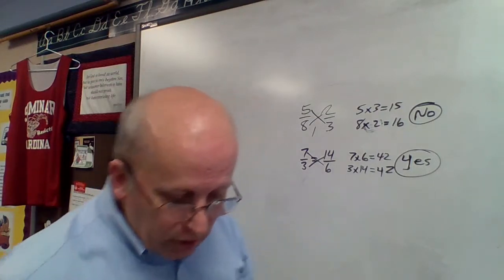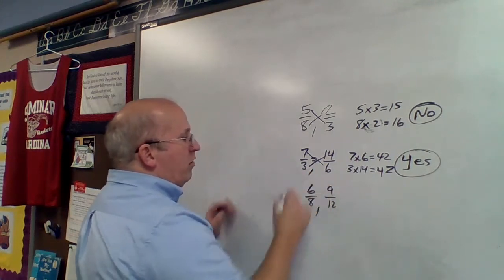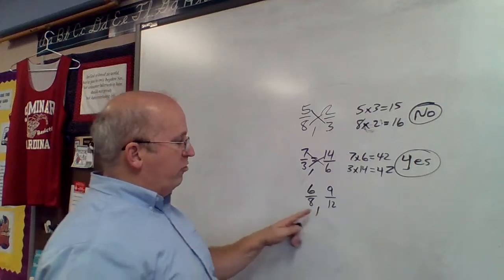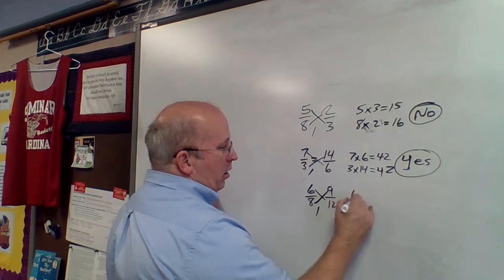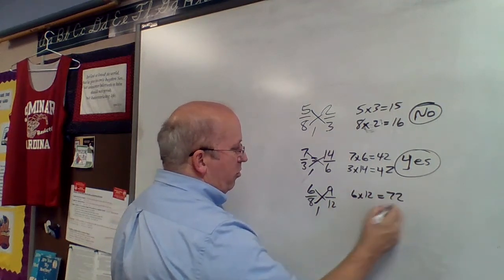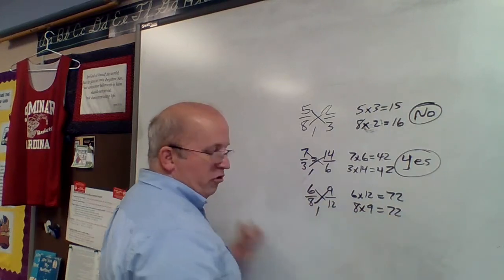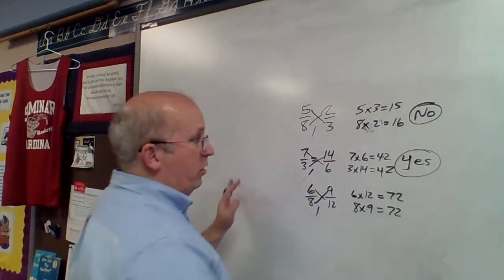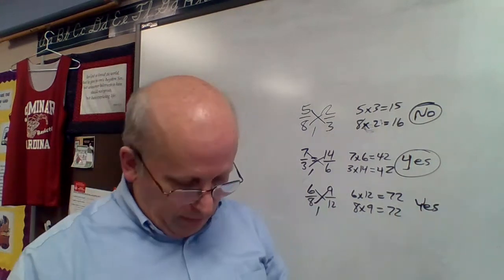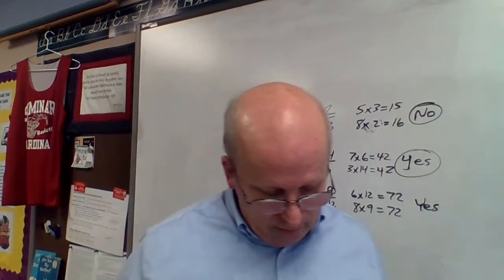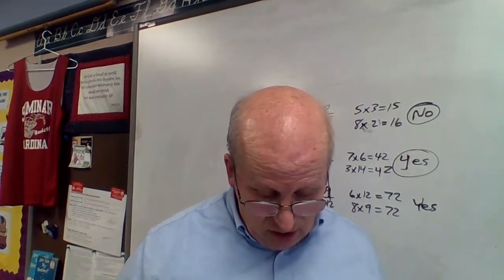Let's try another set. How about 6/8 and 9/12? Are these two fractions proportional fractions, or fractions that are equal to one another? Let's try the cross products. 6 times 12 happens to be 72. 8 times 9 happens to be 72. Are these fractions that could form a proportion? The answer is yes. So that's the kind of work you're doing in the first portion of the assignment, which looks like 11 through 18.